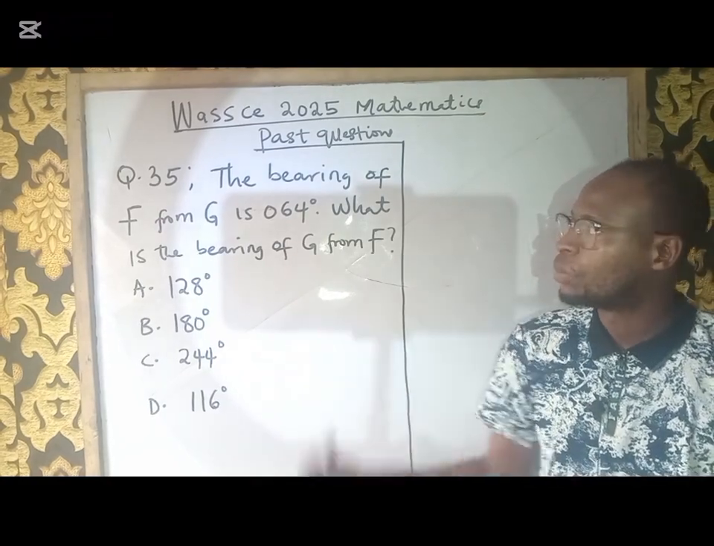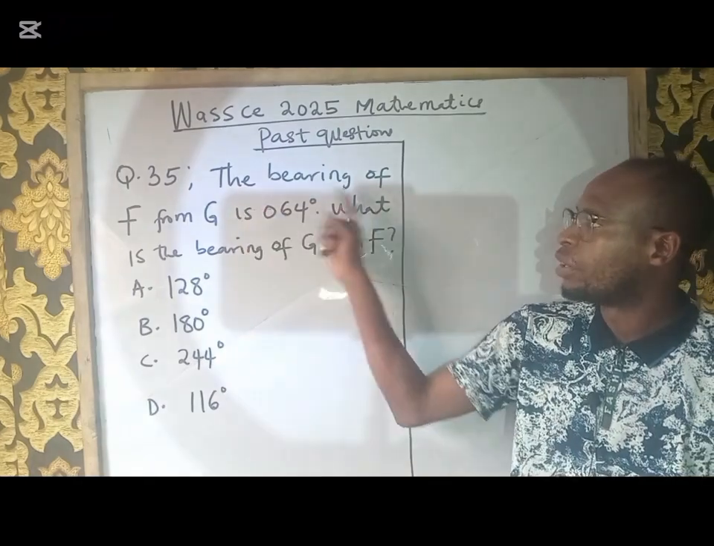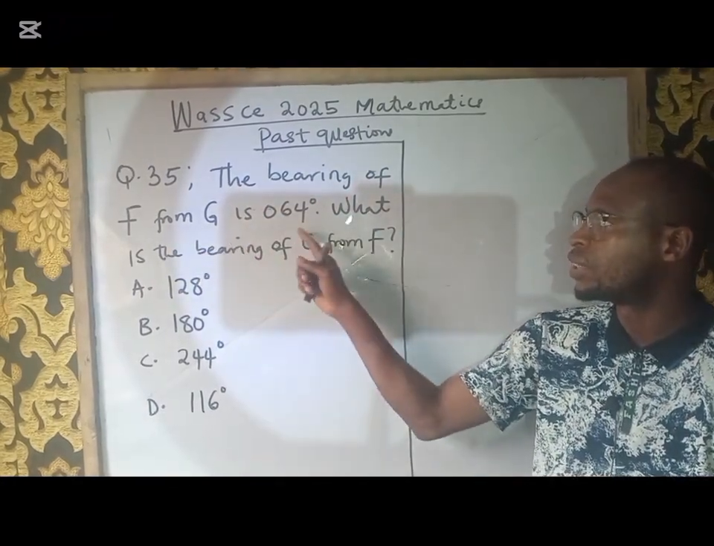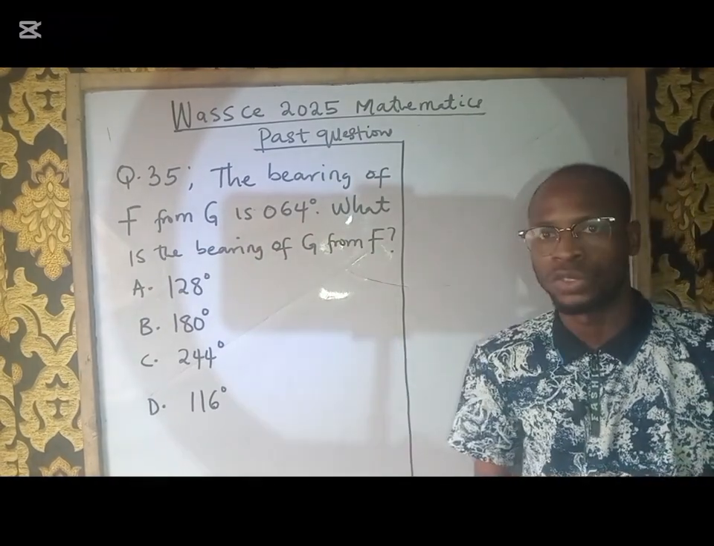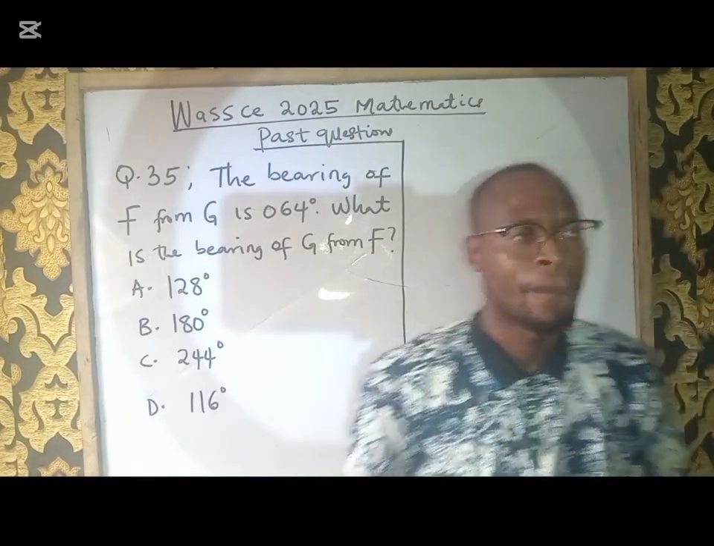So here's the next question on the board, Q35. The bearing of F from G is 064 degrees. What is the bearing of G from F? These are the options given to us. So let's solve this problem together.